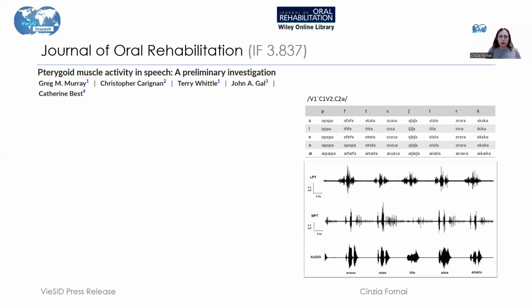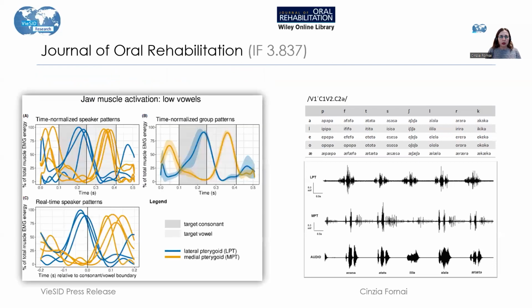These words contain both high vowels, which are pronounced with the tongue arched toward the palate, and low vowels, for which the tongue is kept relatively flat and low. Each word was pronounced 10 times with a second pause between one repetition and the other. For both low and high vowels, the lateral pterygoid was most active during the target consonant, and the medial pterygoid was most active during the target vowel.